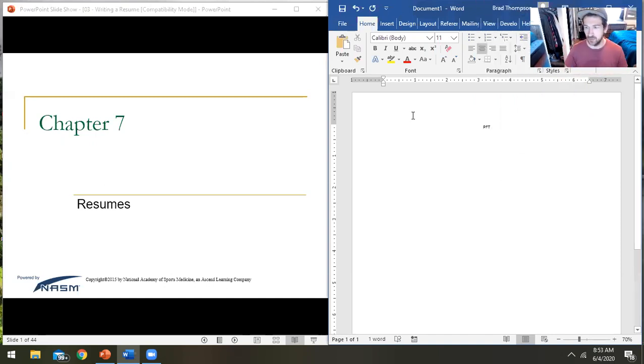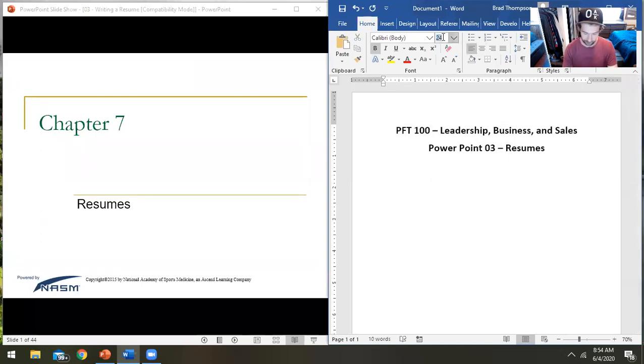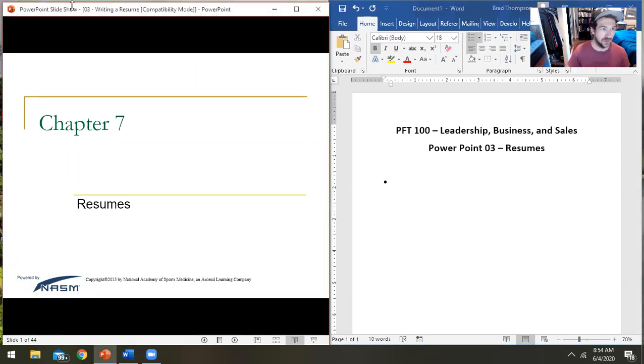That's what we're doing today. So making this the right sized fonts. PFT 100 leadership, kind of. Business and sales. What is this? PowerPoint 3 resumes. Okay.